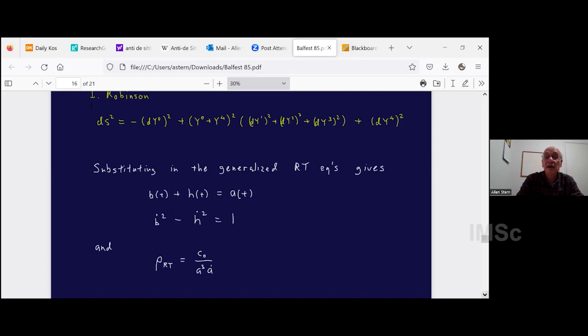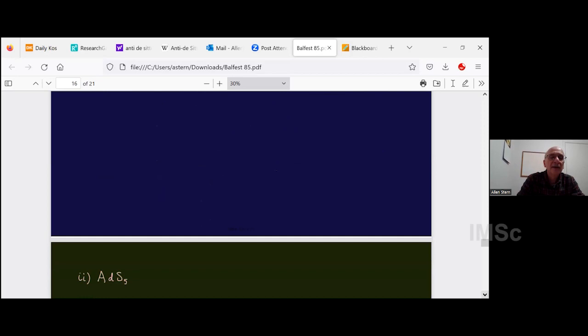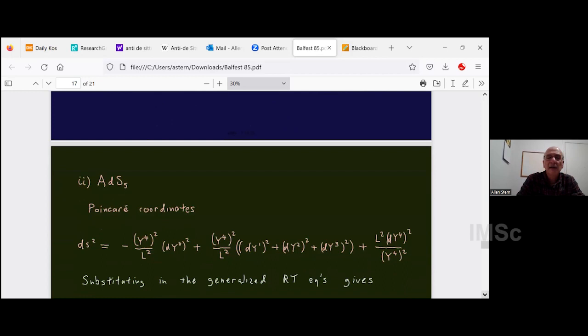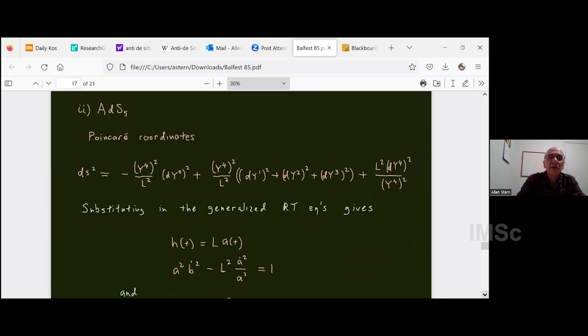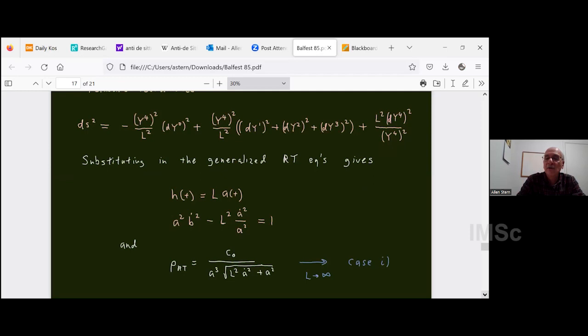Okay, and one can repeat this for the anti-de Sitter background. Here I chose Poincaré coordinates, but it seems that the coordinate system doesn't matter. And here are the relations you get for those two functions, B and H, in terms of the scale parameter, which you can solve for. And this is the result you get for the effective density. L, by the way, is the scale of the background space, the scale of AdS5. And when you take L going to infinity, which corresponds to the flat limit, you recover the previous result for flat space, which is reassuring, I guess. And you get a very similar result for the de Sitter space.